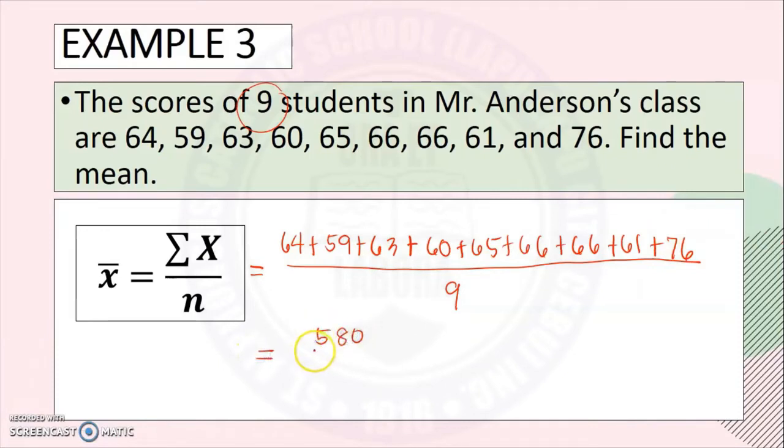580. Divided by 9, it is equal to 64.44. Round off to the nearest hundredths or 2 decimal places. So that means the answer is 64.44.